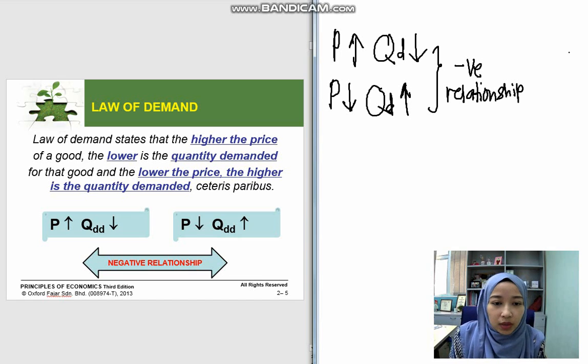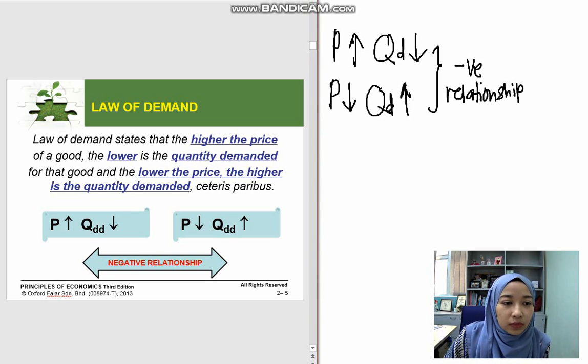And then you see the word here, ceteris paribus. Ceteris paribus means we are considering other factors as constant. So we are only focusing on the price factor. We don't look into other factors. So you assume that other factors like income, tax, or subsidy, or price control are constant, to make your understanding easier.